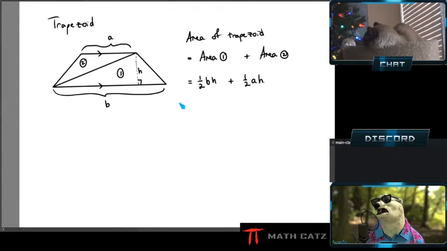And together they make the area of the trapezoid. Now, I want to clean this up a little bit. I can take the half out as a common factor. I can take the H out as a common factor. And then I have B plus A.